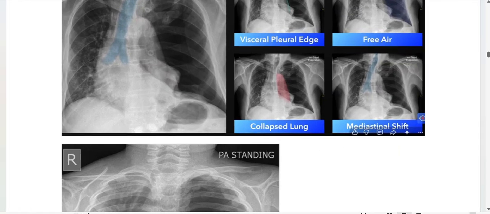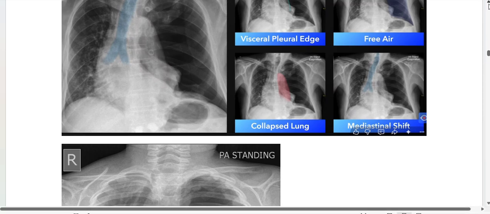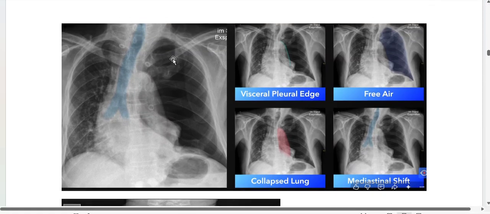Okay, let me zoom in so you can clearly see that. Lungs are collapsed, visceral pleural edges, we can clearly see. Free air is very dark as compared to the other one. And this one is a collapsed lung, right? And this one, mediastinal is shifting.